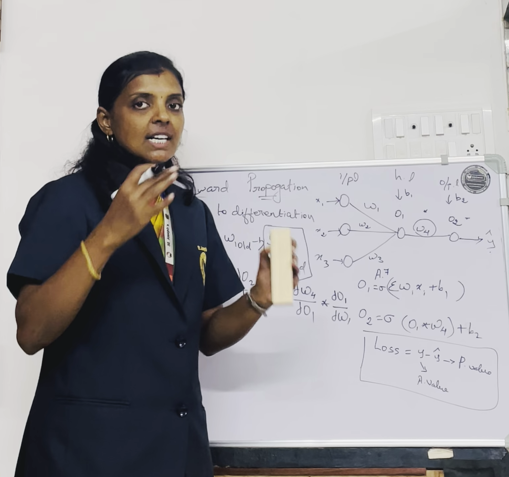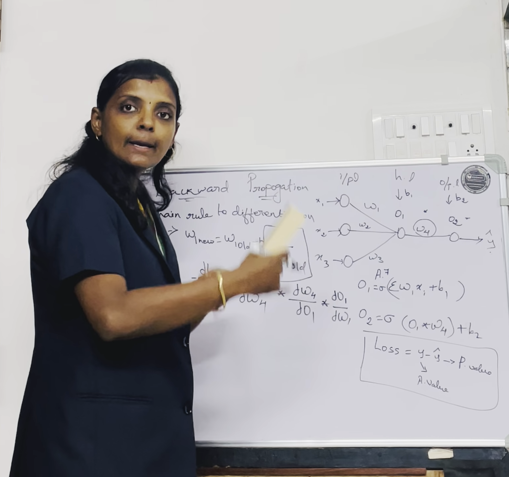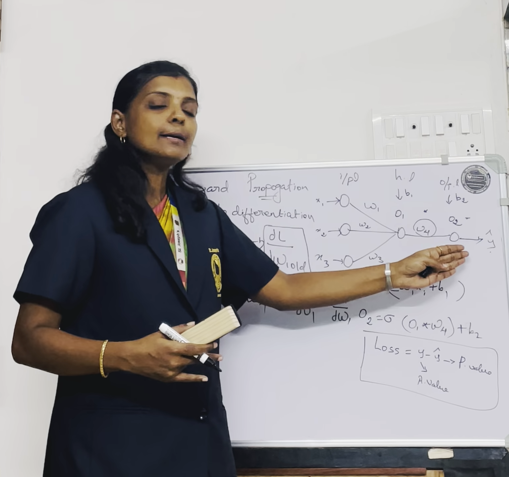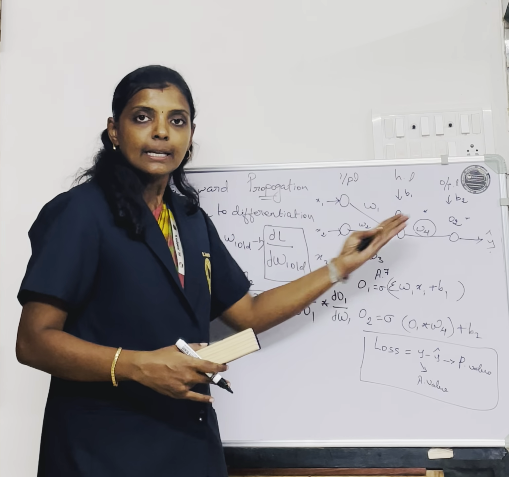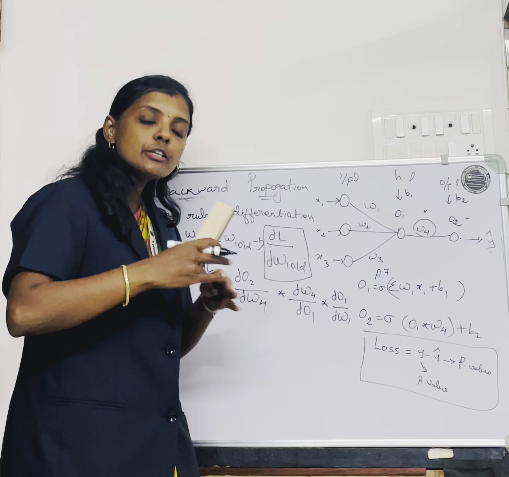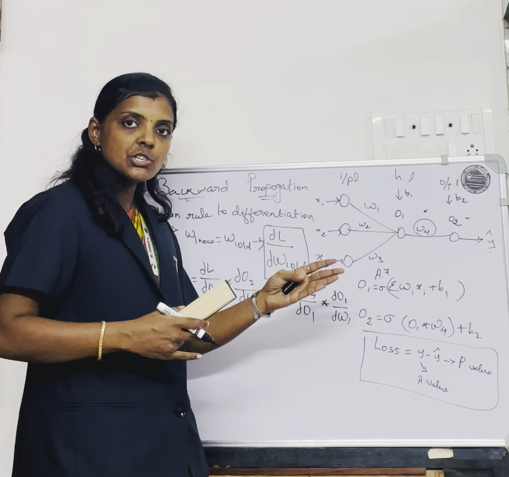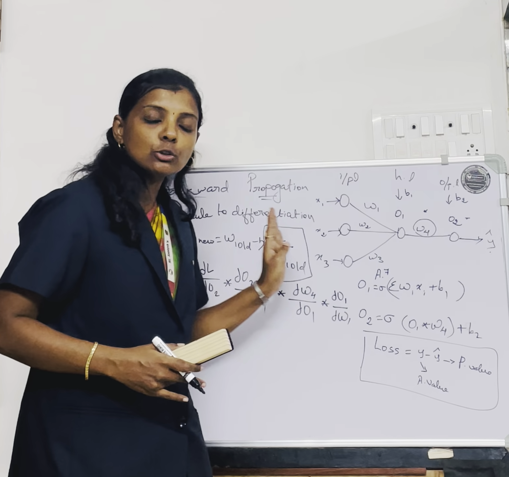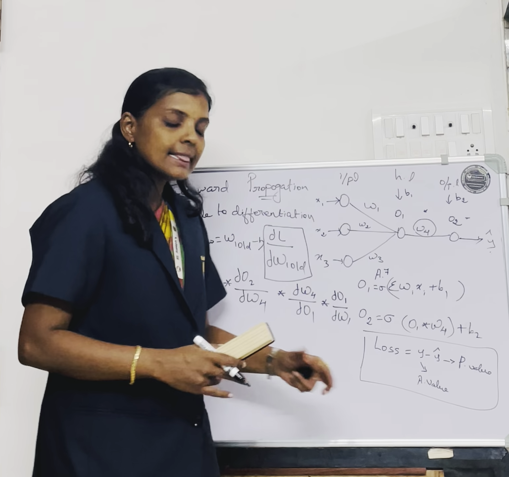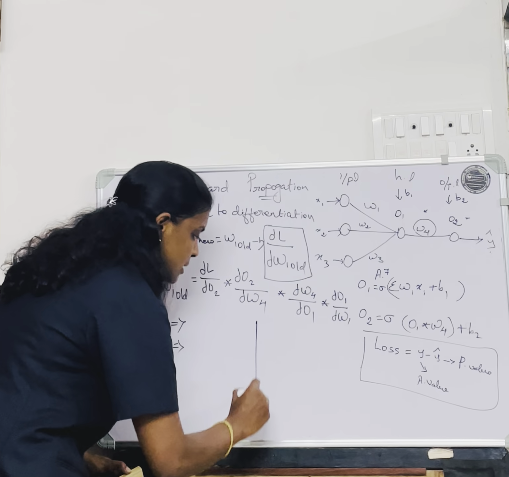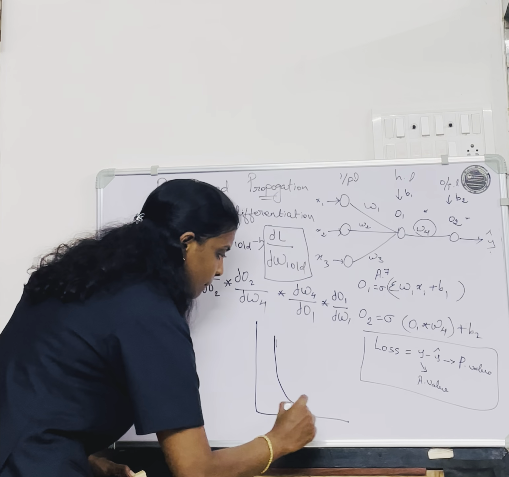If you are not satisfied, again the same process: back propagation. Again we have to update the weights in the backward direction. Once you complete the weight updation, again you have to check through the forward direction. Then you have to identify the loss. That loss will be reduced.